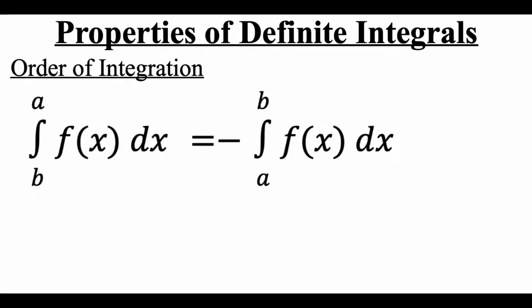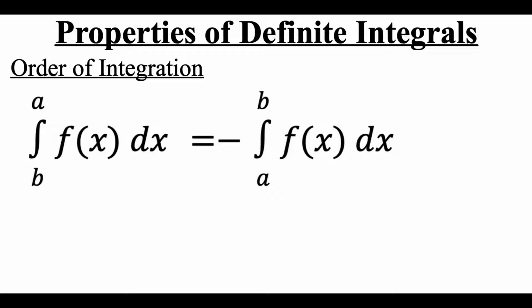Now there's also a property dealing with the order of our integration. Notice our integral on the left-hand side here, we're doing the integral of f of x from b to a. Well, if we need to flip the order of that integral, we're allowed to do that, but what we need to remember to do is put a negative in front, or get the opposite of that answer.